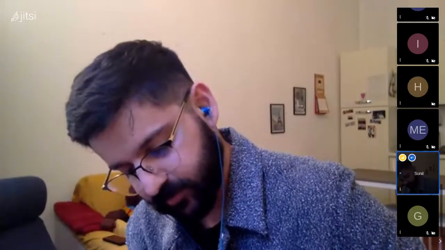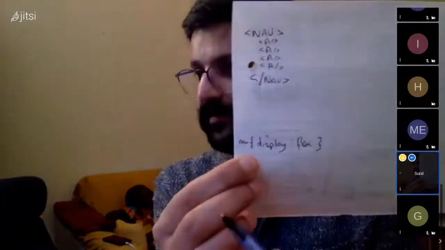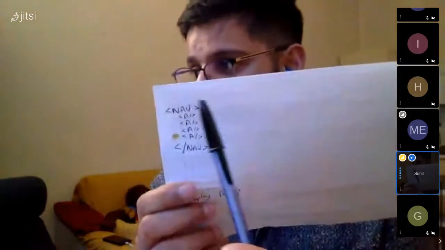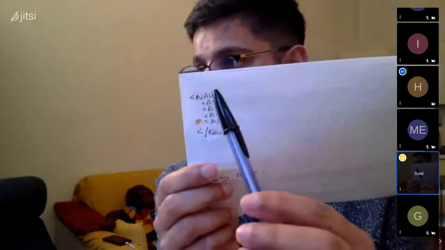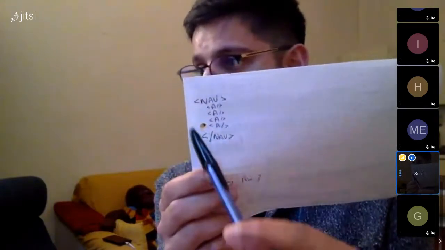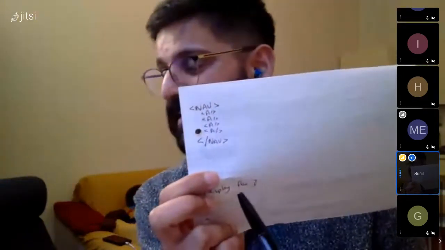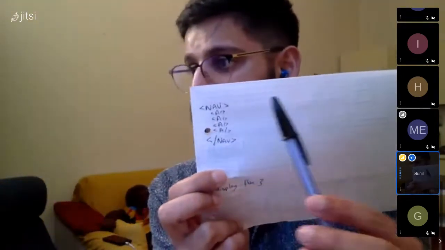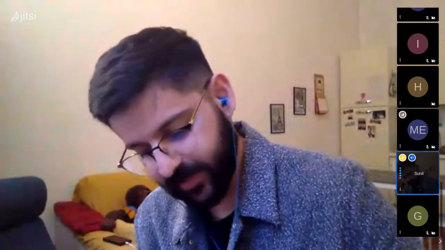And then if we put display flex on nav, I won't continue to draw it, but it will basically take all of this and put it on one line. So this, to begin with, is block level. When we do display flex, we're turning it into an inline thing where everything goes in one line, horizontal.